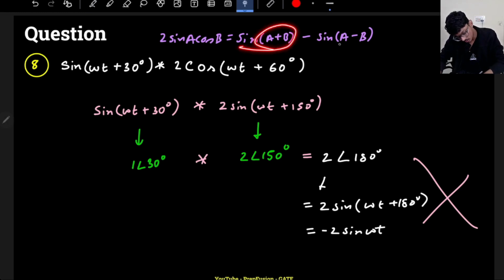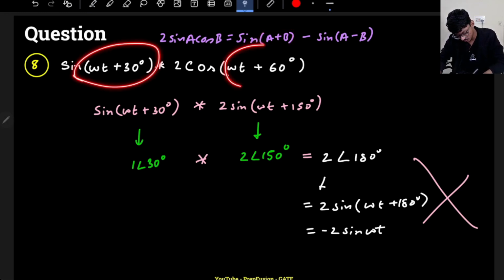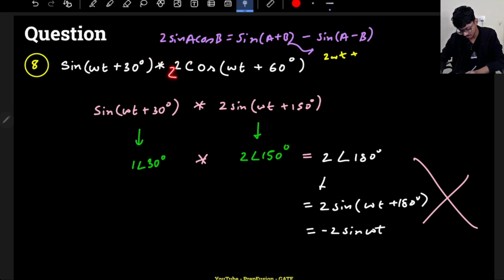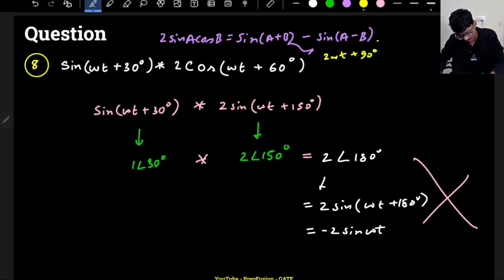So you get two frequency components. If I add these two frequencies, one of the components will be 2 omega t plus something. Sorry, this is 2 sin a cos b, correct? So it will be sin of a plus b, this will be 2 omega t plus 90. That is one of the frequencies, and the other frequency will be the subtraction, so it will be minus 30. So one of the components is minus 30, and the other component is 2 omega t plus 90.